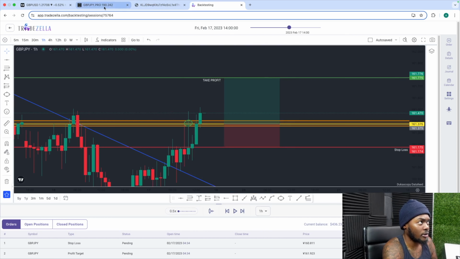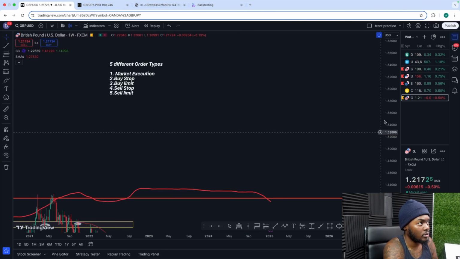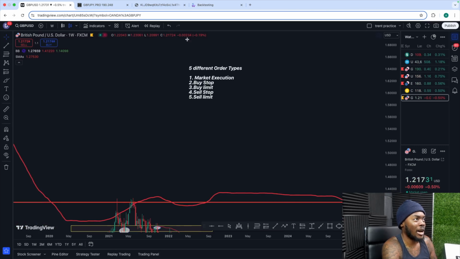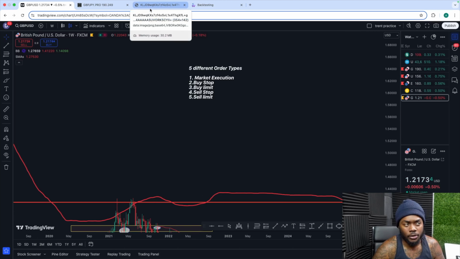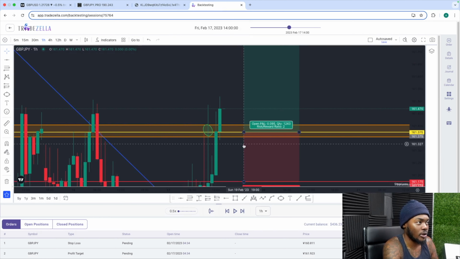So let's talk about the second one, which is, where did I have it at? Buy limits. So let's talk about buy limits. Buy limits are mainly for retest traders. So if you're a retest trader, buy limits are probably your favorite order type, or sell limits are probably your favorite order type, because your job is to wait for price to come back.